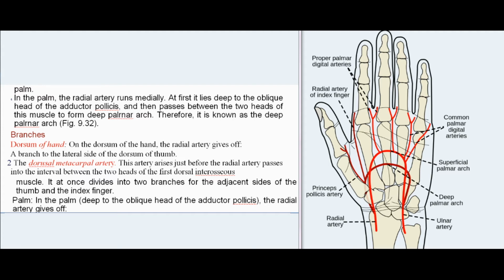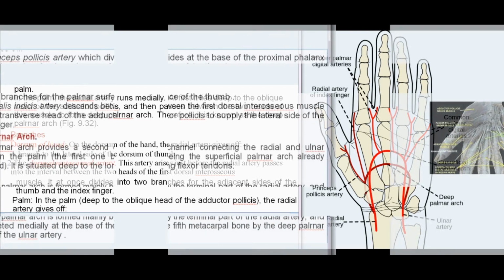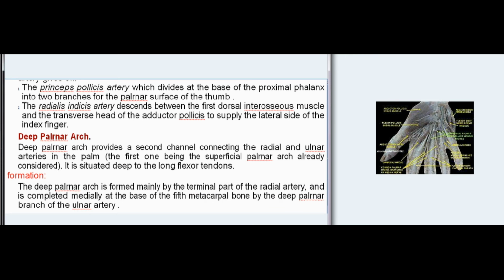Palm. In the palm, deep to the oblique head of the adductor pollicis, the radial artery gives off 1. The princeps pollicis artery, which divides at the base of the proximal phalanx into 2 branches for the palmar surface of the thumb. 2. The radialis indicis artery descends between the first dorsal interosseous muscle and the transverse head of the adductor pollicis to supply the lateral side of the index finger.